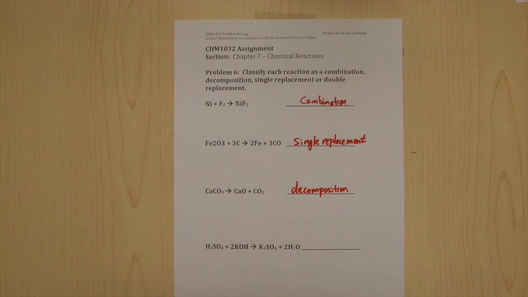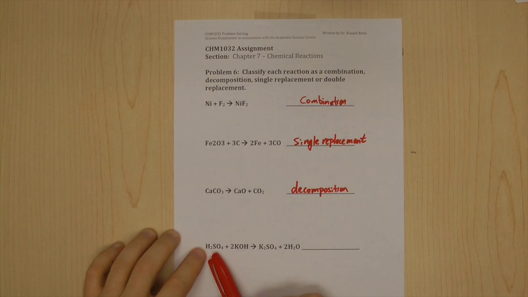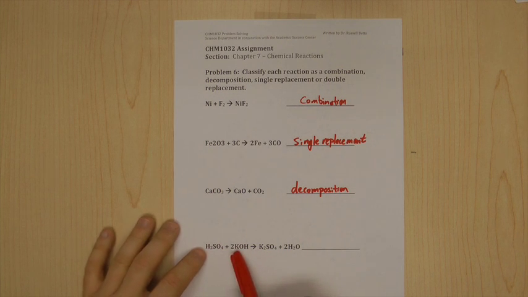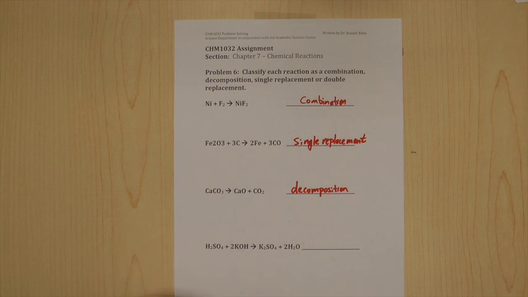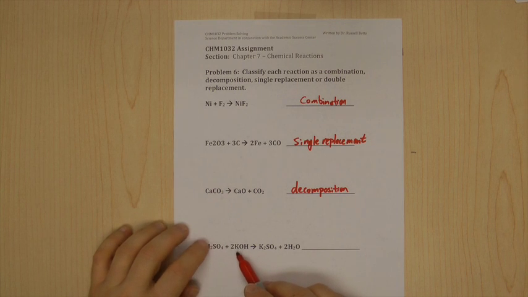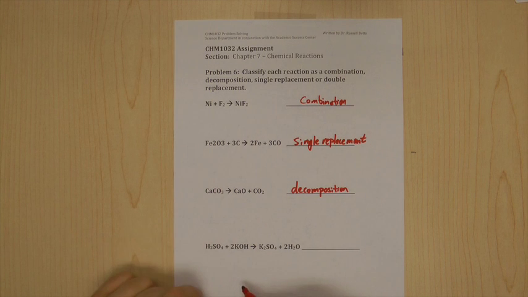And the last one. So we have sulfuric acid and KOH becoming this and that. So the hydrogens are with the sulfate on the left. Now the hydrogens are with the oxygen. Over here the potassiums were with the OH, and now the potassiums are with the sulfate. So what's basically happened is this potassium and this hydrogen have switched places. And that's all that's really happened in this reaction. So this is a double replacement reaction because two elements are being replaced. The hydrogen is being replaced by the potassium, and the potassium is being replaced by the hydrogen.